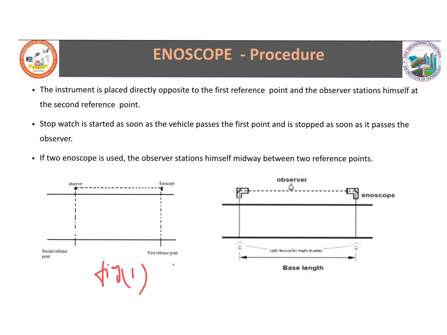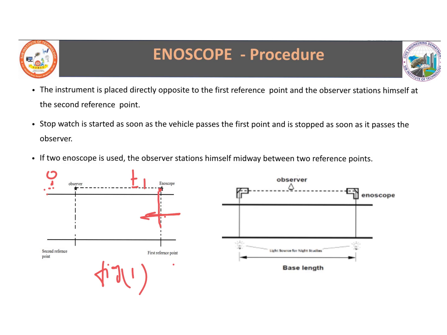Now how will the observations be taken? When the vehicle passes the first reference point, the observer who is standing at the second reference point can see the image of the vehicle in the mirror. As soon as he sees the passage of the vehicle in the mirror, he will start the stop clock.